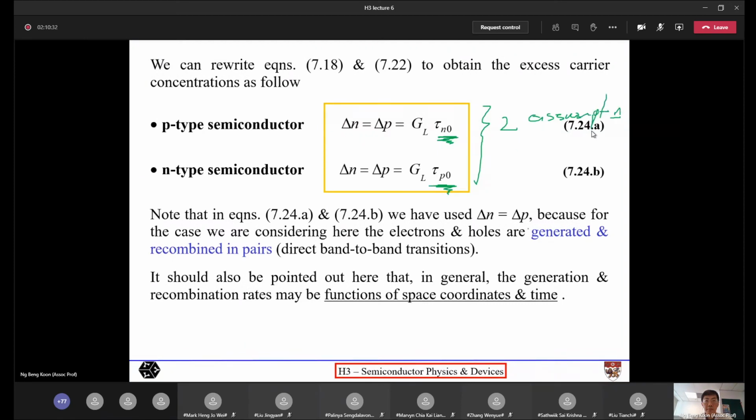Strictly speaking, if the assumptions are not valid, then you cannot use these two expressions. You have to go back to the rate equation and derive from scratch again to find out the actual expression. Anyone has any questions on this?